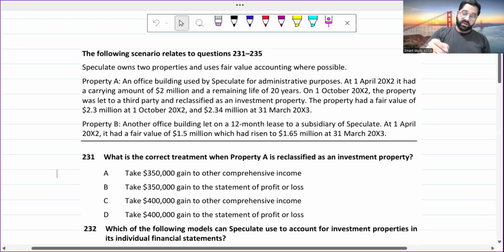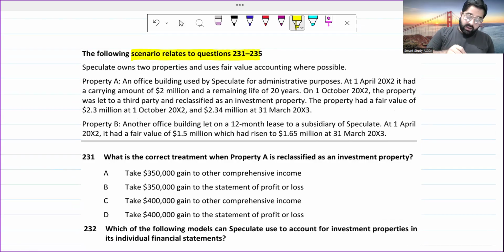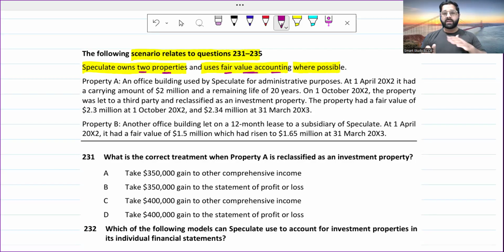So the first MTQ: the following scenario relates to questions 231 to 235. Speculate company owns two properties and uses fair value accounting where possible. Just remember this point. If it is IAS 16, it will always be the revaluation model, and if it is IAS 40 investment property, the model will be the fair value model, right?